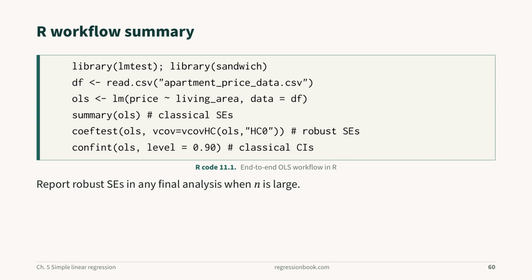The complete R workflow fits on one screen. Read the data, fit the model, print the classical summary, request robust coefficient tests through the sandwich covariance, and obtain the classical confidence interval shown here.